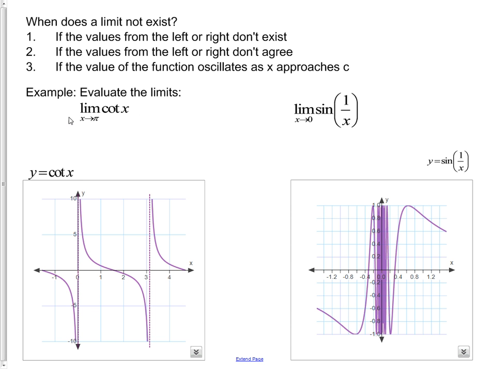Well, let's take a function like the cotangent right here. A limit will not exist if one of the values from the left or the right doesn't exist of the function itself, if the values from the left or the right don't agree with one another, or if the value of the function oscillates as x approaches c. And we've got one here that meets basically all of those criteria. Let's talk about cotangent first.